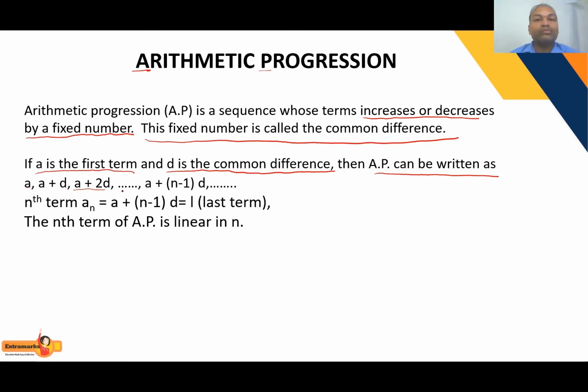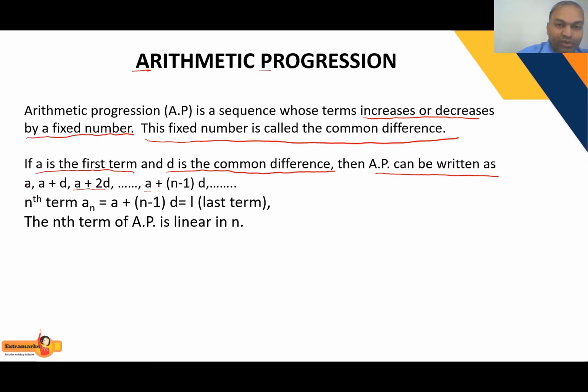The next term will be what? Preceding term plus common difference d. So a plus 2d plus d, a plus 3d, and so on. Right. Now here you observe this one.